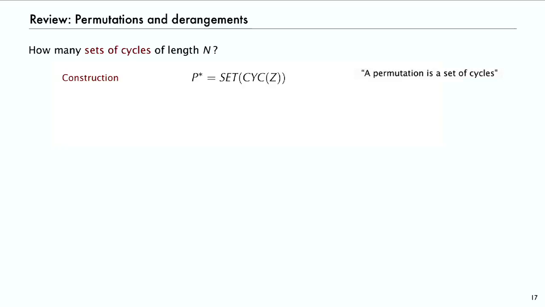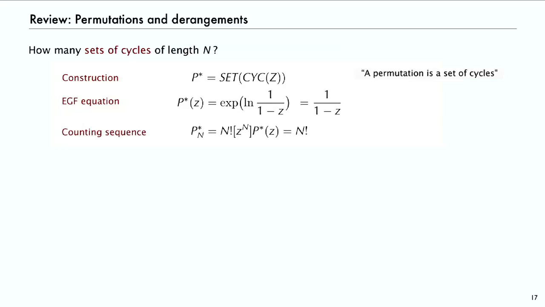Then from the symbolic transfer theorem for labeled objects, that means that the generating function satisfies: for set, its exponential; for cycle, its natural log. So P of z equals e to the log of 1 over 1 minus z, which is 1 over 1 minus z. So therefore the counting sequence is n factorial times the coefficient of z^n, which is n factorial.